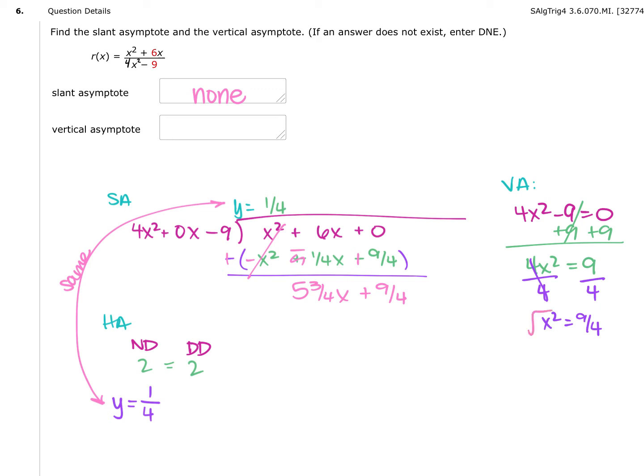Then just take the square root of both sides. Remember, because you're taking the square root of both sides and the root is even, you got to put that plus or minus in front of your answer. So x is equal to plus or minus 3 over 2. So your vertical asymptote is x is equal to plus or minus 3 over 2. If you wanted to separate that to be x is equal to negative 3 over 2 and x is equal to positive 3 over 2, you can do that too.